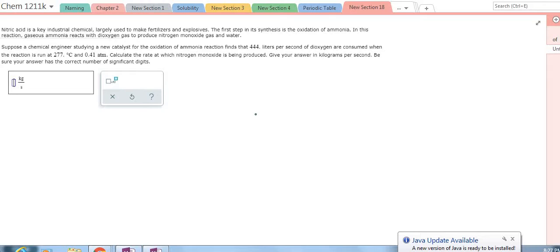Okay, so that's going to be good to know, and be sure that your answer has the correct number of sig figs. Well, I'm looking at the sig figs, and I'm thinking that likely we're going to have 2 sig figs in our answer, so I'm just going to keep that in mind. And remember, we want to be in kilograms per second.